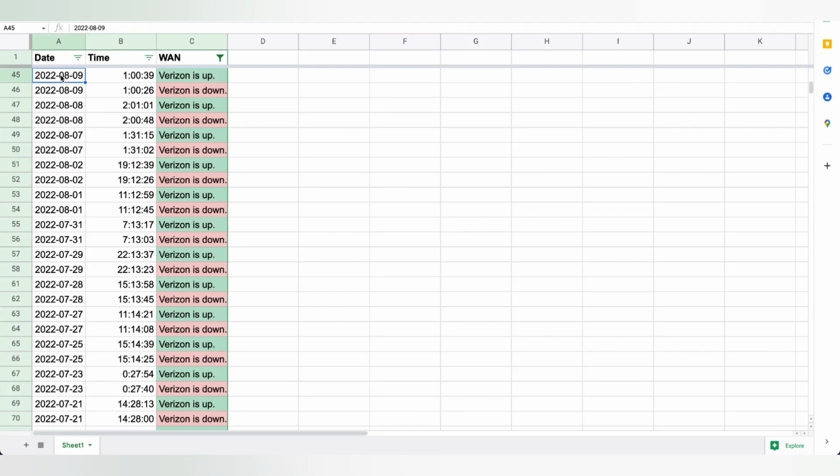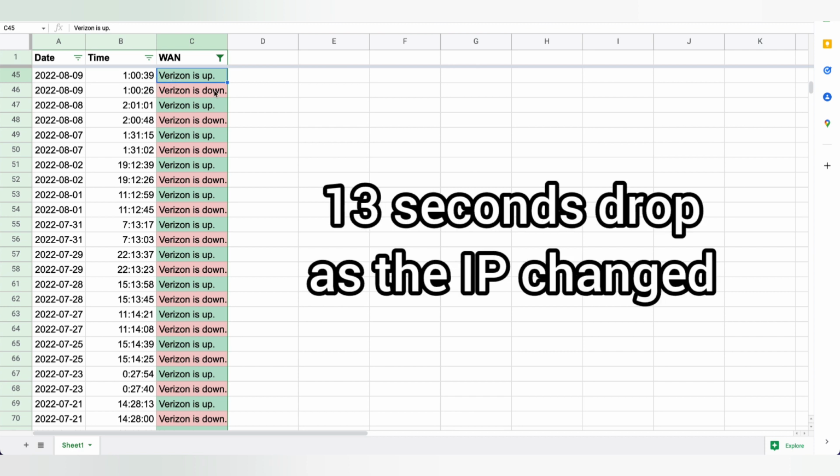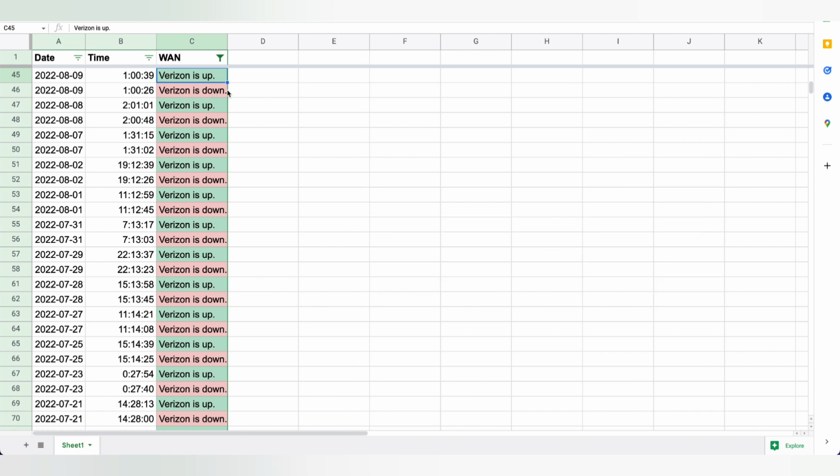These logs actually come from my TP-Link router, and it's measuring the connection. And every time it goes down, it records that, and then it records when it comes back up again. And as you can see, roughly once a day, it was dropping for about 13 seconds. I believe that's when it's renewing the IP address, and the IP address was changing. So this is something that used to happen once every day after the firmware was updated.